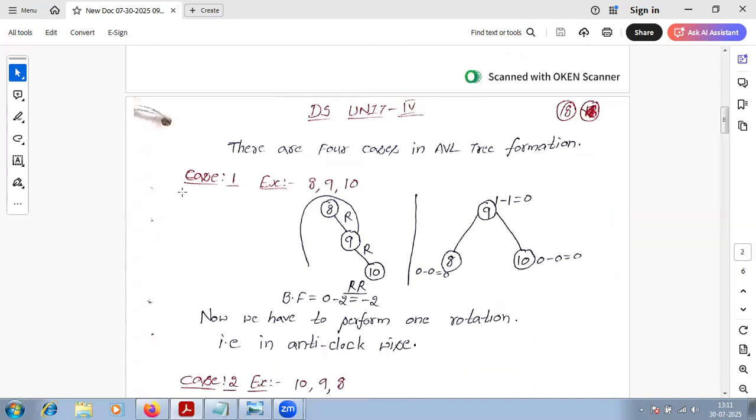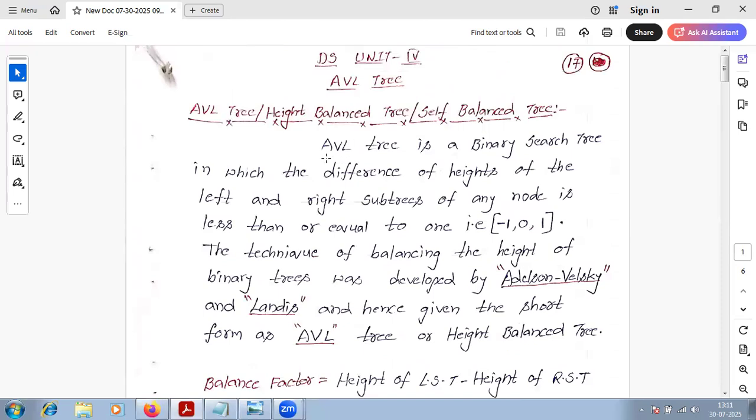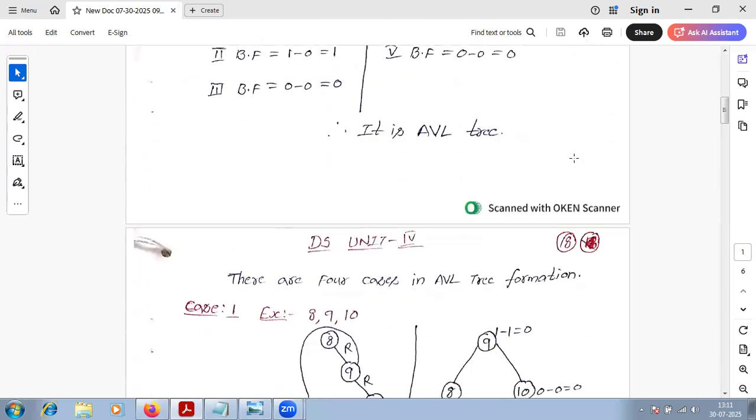Okay, we'll see. For example, case 1. We are taking one example here. 4 cases, or we can say 4 rotations. Okay, example. We have taken 3 elements, 8, 9, 10. Now we have to construct a binary search tree using 8, 9, 10. Why do we have to construct a binary search tree? We already told the first point. What is an AVL tree? An AVL tree is a binary search tree. You have to remember that point, very important.